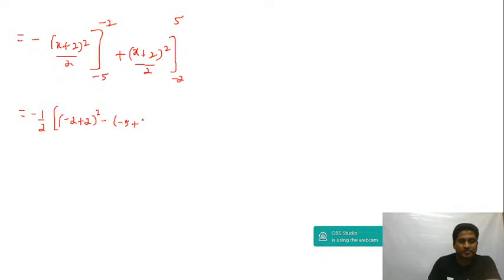This will be (-5+2)² + 1/2. Upper limit is equal to (5+2)². Lower limit will be equal to (-2+2)². Anyways, this will cancel. Even this fellow will get cancelled. Minus and minus is plus. Minus 5 plus 2 is minus 3, the whole square is 9.